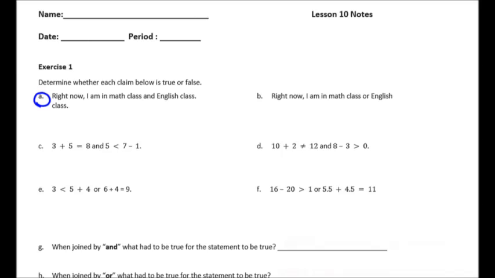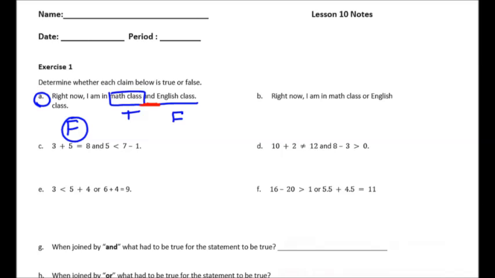Right now I am in math class and English class. So let's look at this part right here. Am I in math class? Yes. Mentally and physically? Yes, that's true. Am I in English class? No, so that's false. So can you be in both of these classes? No, so this answer is false. And the reason it's false is when we have an and statement, both of them need to be true in order for the whole statement to be true.